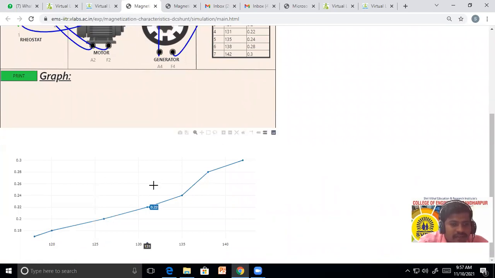See here, here the graph can be plotted. So see, the graph will be starting from here. कुठून start झालंय बघा. Here it is 0.70 value. Here it is 0.18. Here 0.2. Here 0.22. Here it is 0.24. Here it is 0.28 at 138 voltage, and here it is 0.3 at 142 voltage.